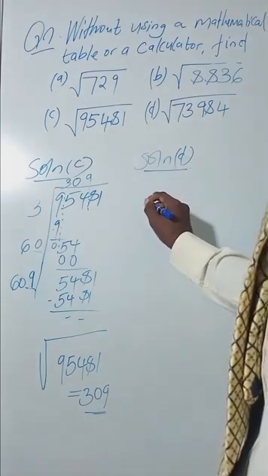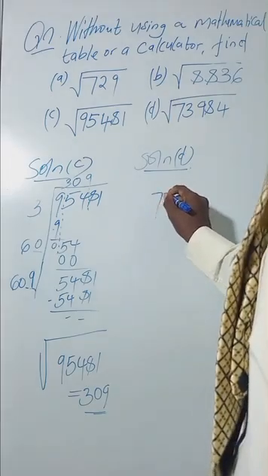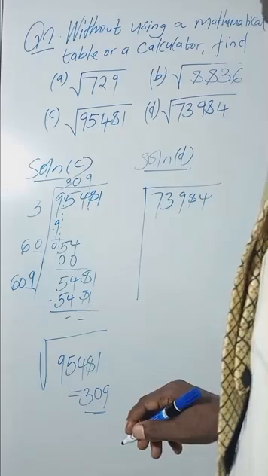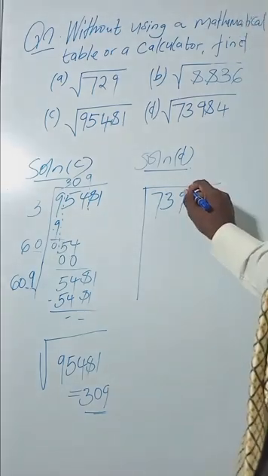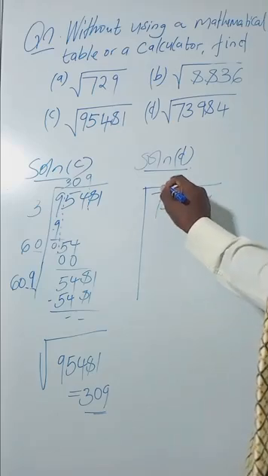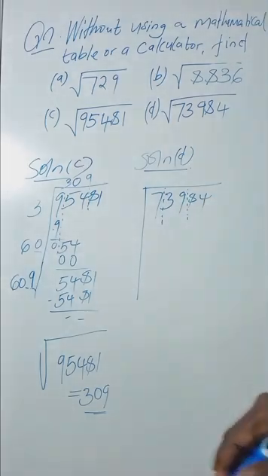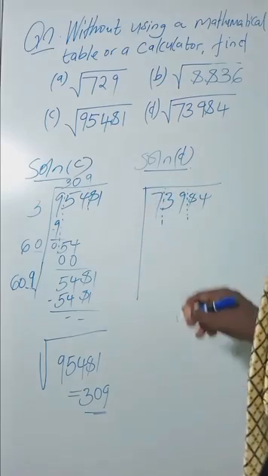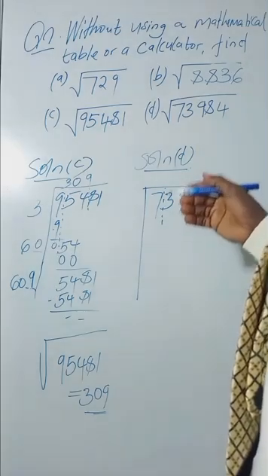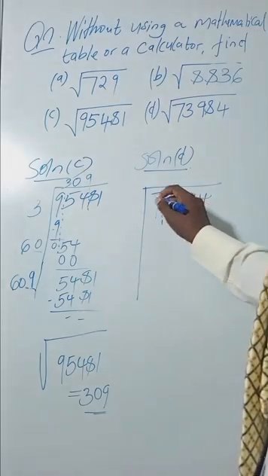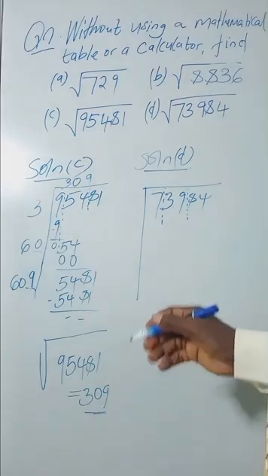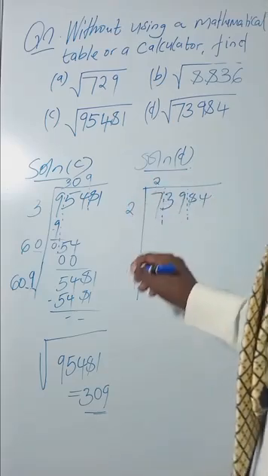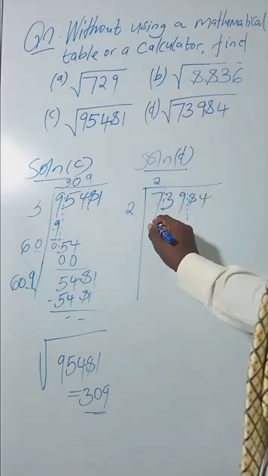In D, we're supposed to find the square root of 73,984, the square root of this number. The same procedure: group the numbers into two digits from the right. There we are. Now we are left with only one number, which is 7. Let's ask ourselves which number whose square gives us a number close to or equal to 7. If I say 3, I get 9. So it's 2. I put 2 here, then we put 2 on top of 7. 2 times 2 gives us 4.